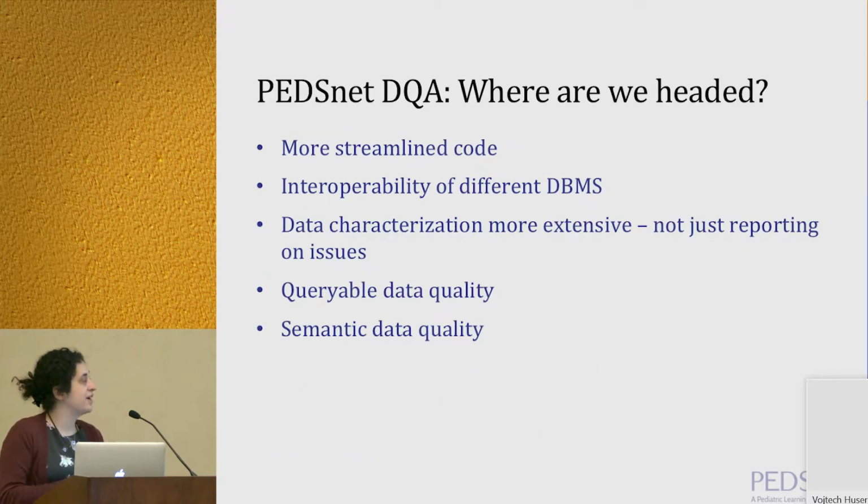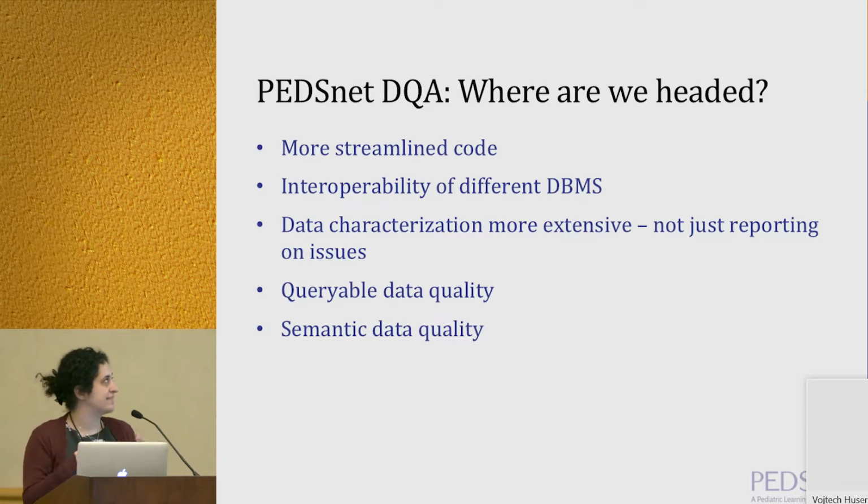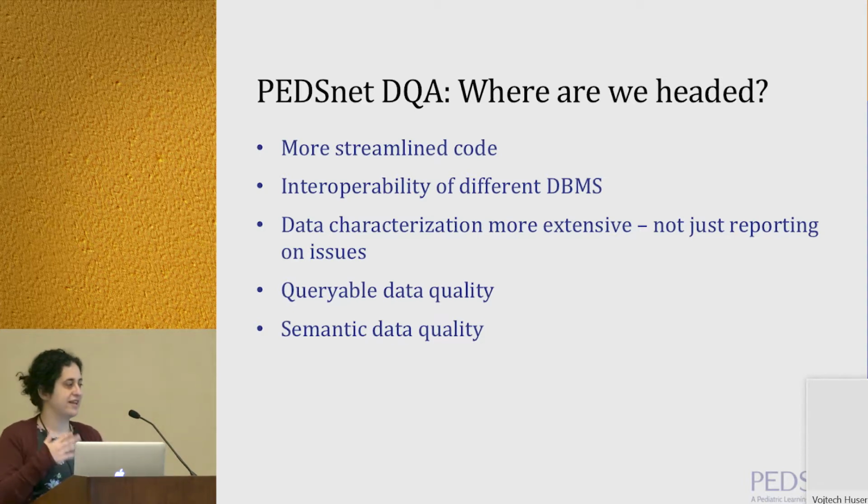So where are we headed? Right now, I think we are trying to make things a little bit more streamlined, more automated, because right now, you have to run this, and you have to run that, and then you have to think about the Go program, and then look at the output, and there's a lot of steps that we would like to have more streamlined.